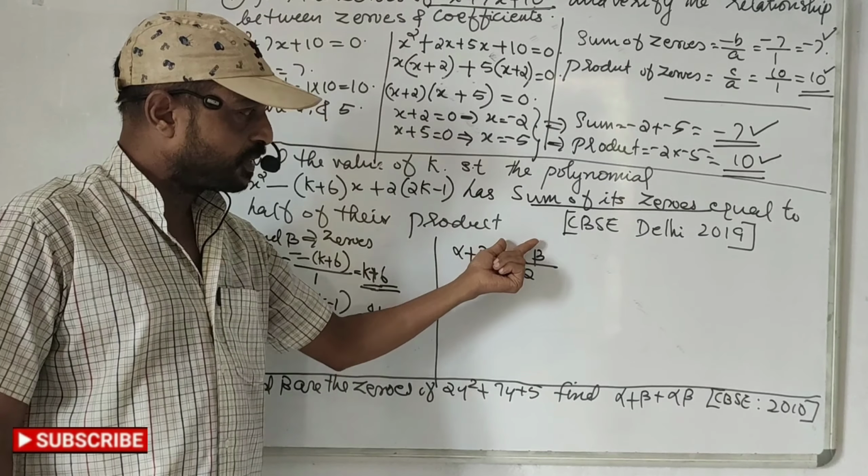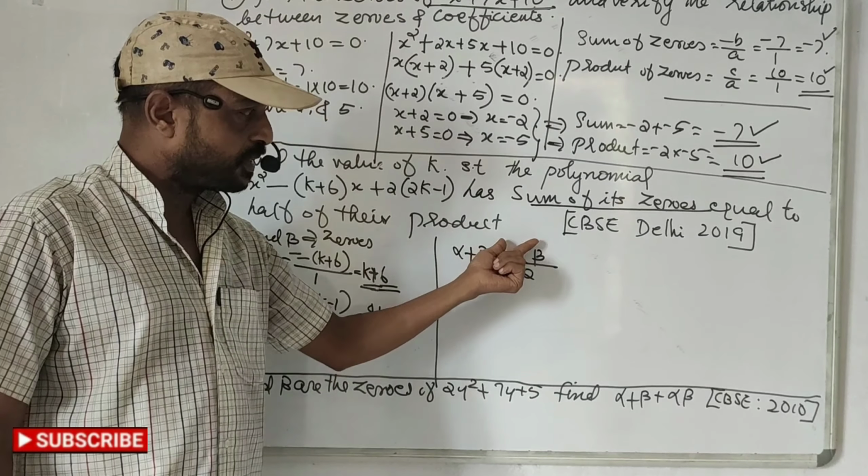What is alpha plus beta? Alpha plus beta is k plus 6. And that is equal to, what is alpha beta? Alpha beta is 4k minus 2, by 2. We are simply substituting alpha plus beta and alpha beta.